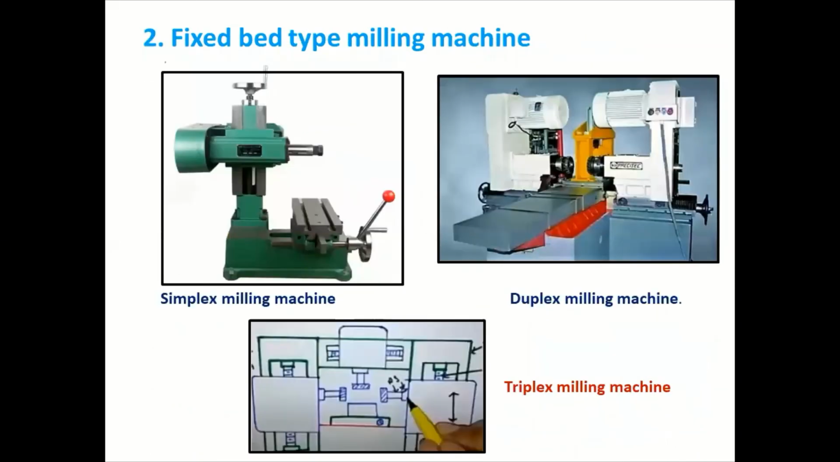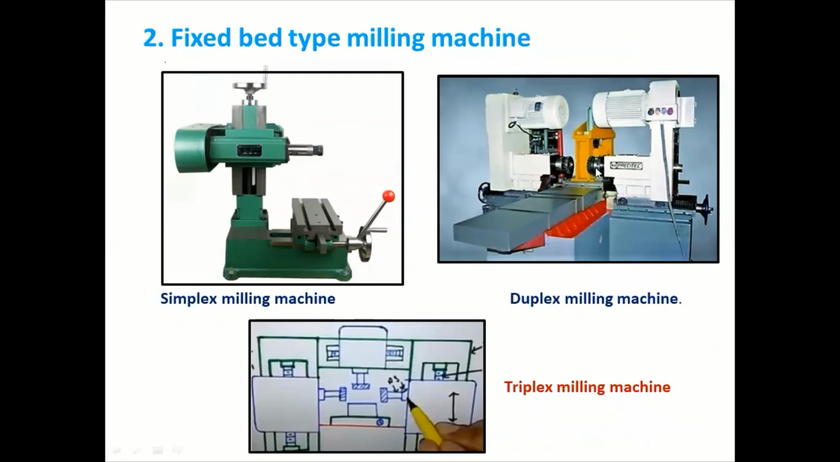Fixed bed type milling machine. Here this is a bed and it is a fixed one, meaning over that there is no elevating screw, nothing like that. So the table is mounted over that bed. But here there are 3 types again. Simplex milling machine. Second one is the duplex milling machine.